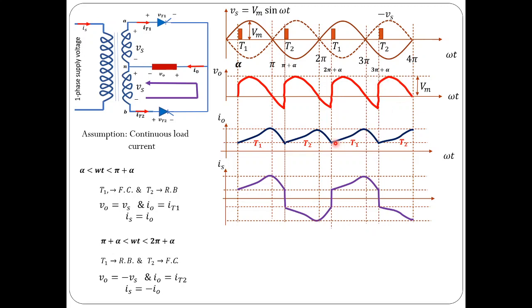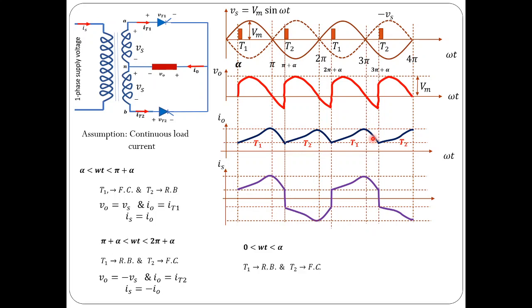So for 2 pi plus alpha to 3 pi plus alpha, once again you will have V0 equal to Vs, and the load current would be this way. Similar wave shape, similar to that from pi plus alpha to 2 pi plus alpha. So you will have a similar kind of current, and a similar kind of operation for the remaining cycles also.